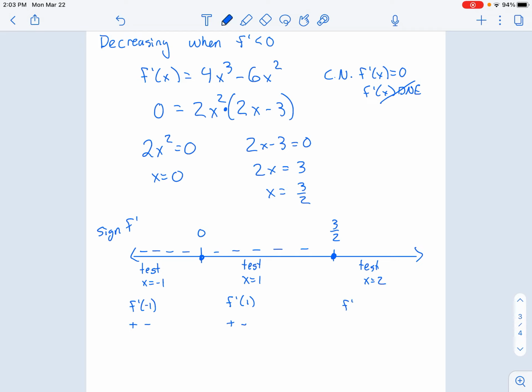Now we're going to sub in 2. Again, 2 squared is positive. And then here, 2 times 2 is 4, minus 3 is 1. That's going to be positive. So positive times a positive gives me a positive right here.